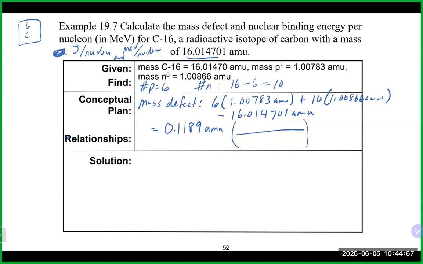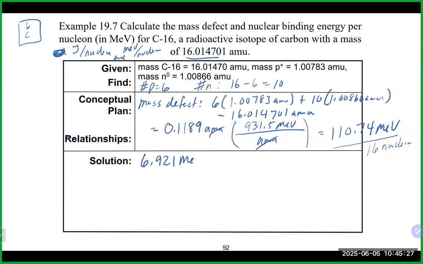So we'll go mega electron volts first. 931.5 mega electron volts per AMU. That will get us here times 931.5, about 110.74 mega electron volts. Remember, we want it per nucleon, which means we would take this and divide it by really the mass number, which is 16. And if we do that, that's going to get us something like 6.921 mega electron volts per nucleon.